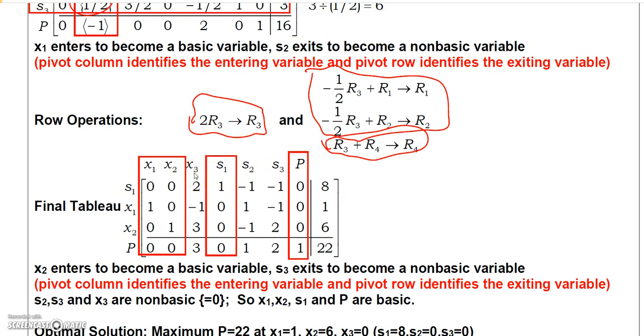So that means x3 never entered. x3 remained non-basic. So x3 is going to be 0, s2 is going to be 0, and s3 is going to be 0. So if you wipe out the x3 column, wipe out the s2 column, and wipe out the s3 column, then your first row is going to give you, where is it? There it is. s1 is 8. Your second row is going to give you that x1 is 1. Your third row is going to give you that x2 is 6. And your fourth row is going to give you that p is 22.